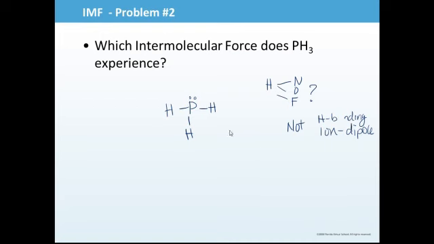Then our decision is if it's polar. So we have to look at it if it's polar. And remember from the slide before, we've already figured that out. And yes, this is polar, therefore this experiences dipole-dipole interactions.